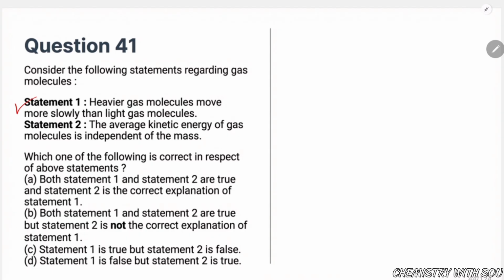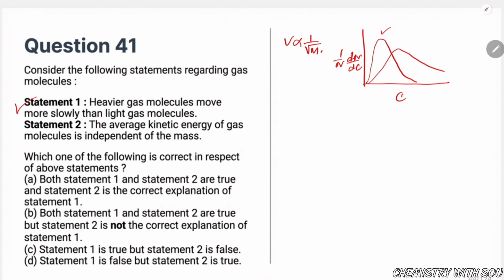According to Graham's law, we know that the speed is inversely related to the square root of molar mass. This velocity is inversely related to the square root of molar mass. That we can also explain by the Maxwell-Boltzmann law. In general, when we draw this kind of plot, this is 1/N dN/dc, and this is the c. The narrower plot means this is for the heavy and this is for the lighter.